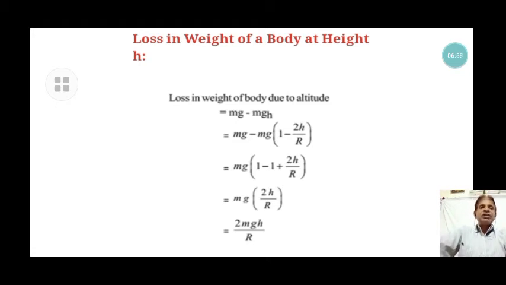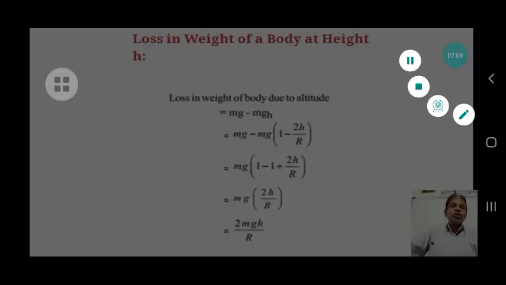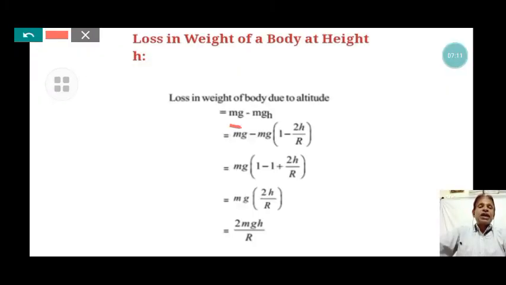The weight of a body is mg, where m is the mass of the body and g is the acceleration due to gravity at the surface. The weight of a body at the earth's surface is mg, and the weight of a body at a height h above the earth's surface is equal to m g_h. Putting the value here, mg minus m g_h is equal to mg into (1 minus twice h by R), which we found in the last slide.